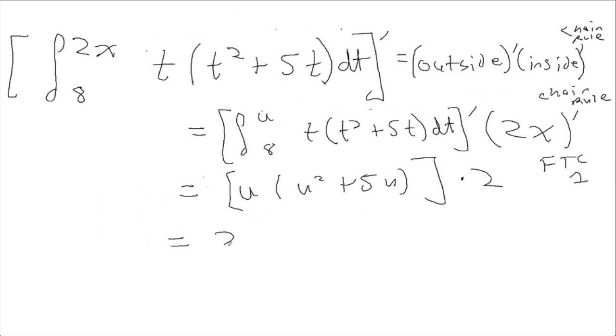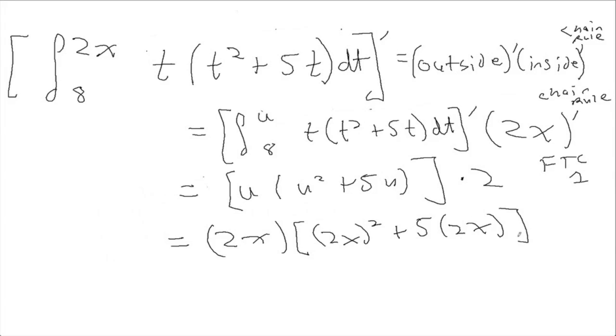So remember that u equals 2x. So we'll plug in a 2x here. And this would be a 2x squared. And this would be a 2x, 2x squared, 5 plus 2x. Okay. And here we have the answer.